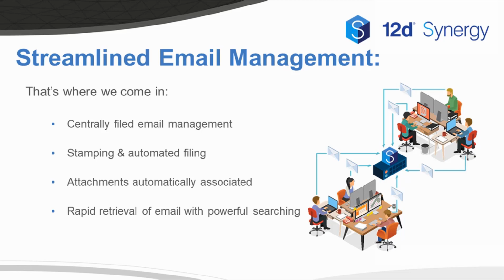12D Synergy's email management features save time manually filing emails with automated stamps on incoming and outgoing messages. These emails will always be stored to specific jobs, in specific projects, so that all correspondence from particular works can be easily found when needed. 12D Synergy protects your organization from litigation with the creation of a tamper-free audit trail. Some of the benefits and features you will see throughout that can be used to combat these common issues are email correspondence centrally filed in the related project folder, stamped outgoing and incoming emails automatically filed, attachments automatically associated to the emails, and rapid retrieval of email correspondence with powerful metadata-based searching.